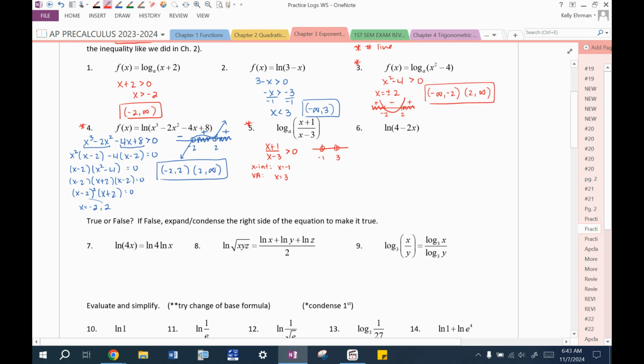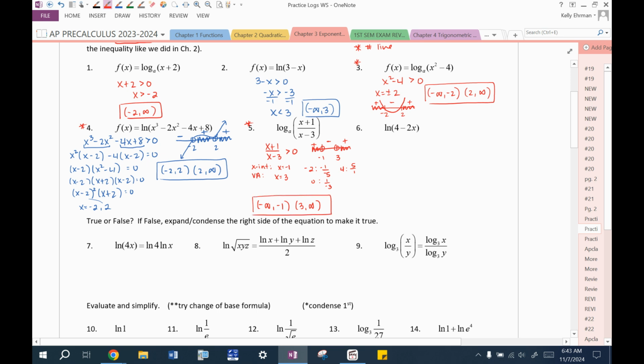This one we should go ahead and test into the value. So if I test negative 2 into this, I get negative 1 over negative 5. That's positive. If I plug in 0, I get 1 over negative 3. That's negative. If I plug in 4, I get 5 over 1, positive. Again, we want positive sections. So this domain is negative infinity to negative 1 and 3 to infinity.